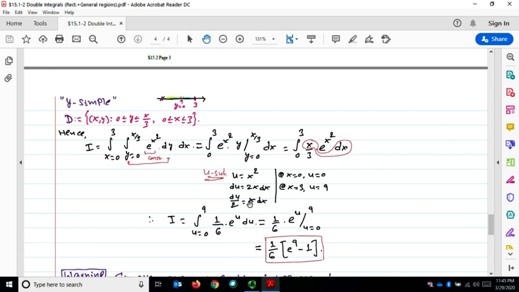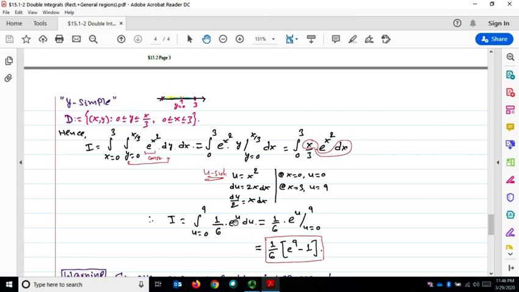Then du over 2 equals x dx. We can also change the limits of integration: at x equals 0, u equals 0, and at x equals 3, u equals 9. Then let's rewrite this x integral in terms of the u variable. So e to the x squared becomes e to the u, x dx becomes du over 2, and there is one more 3, so du over 6, and the new limits are 0 to 9.